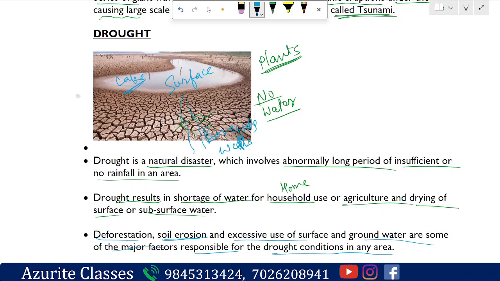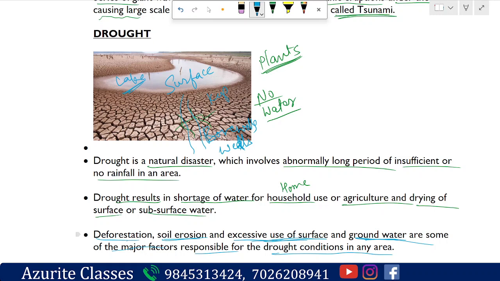This is the lake, water comes from every side. If it brings soil with it and it keeps here, what will happen? This will get filled with the soil. Then in the summer, it will get dried up early, there will be no water then. So that is how, because of the soil erosion. Or excessive use of water in your home. If you waste so much water, it will get over, isn't it? Excessive use of surface water and groundwater, like that.